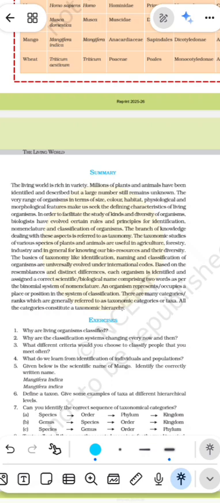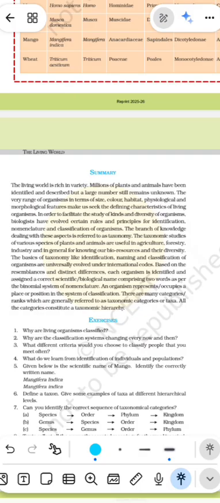NCERT summary: the living world is rich in variety. Millions of plants and animals have been identified and described, but a large number still remains unknown. The range of organisms in terms of size, color, habit, physiological and morphological features makes us seek defining characteristics of living organisms. To facilitate the study of the diversity of organisms, biologists have evolved certain rules and principles for identification, nomenclature, and classification. The branch of knowledge dealing with these aspects is referred to as taxonomy.